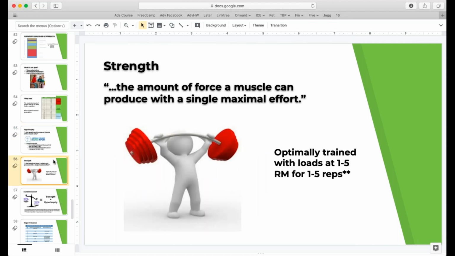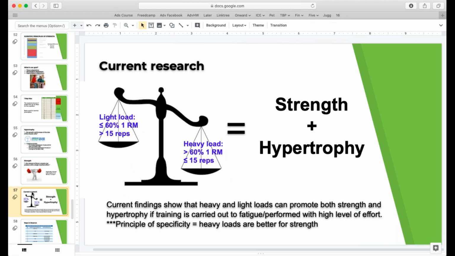Now we don't believe that so much. Traditionally, again, we believed that strength adaptation only happened at like 1 to 5 reps. Now we understand that lifting both heavy and light loads can promote strength and hypertrophy if the training is carried out to fatigue or performed at a high level of effort, which to me is really cool stuff here.